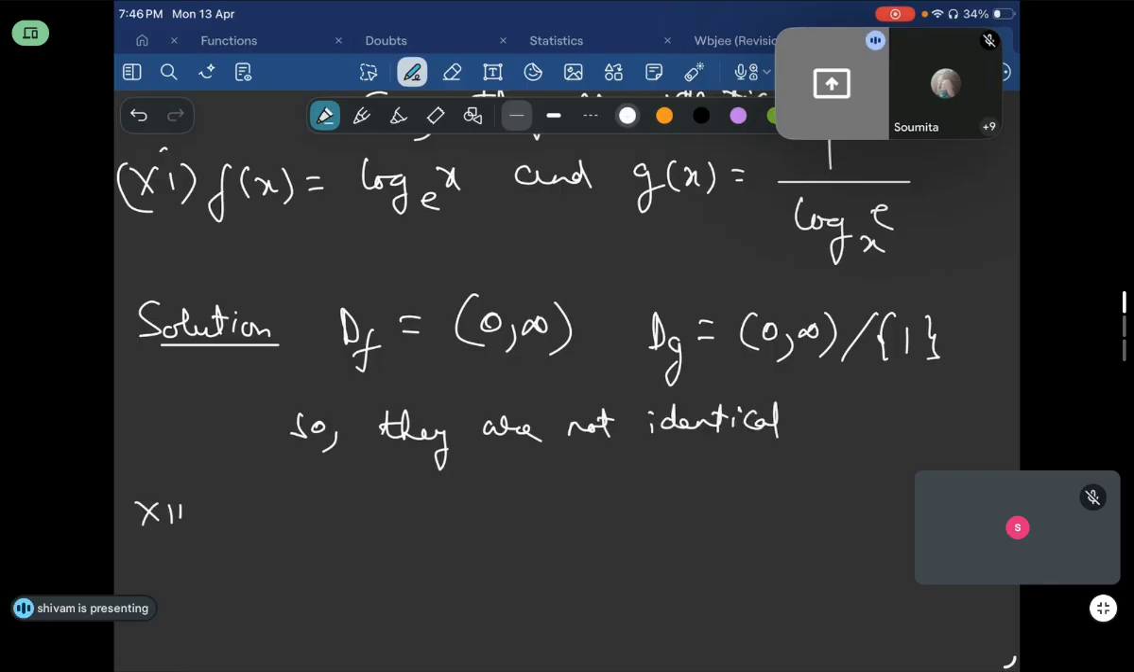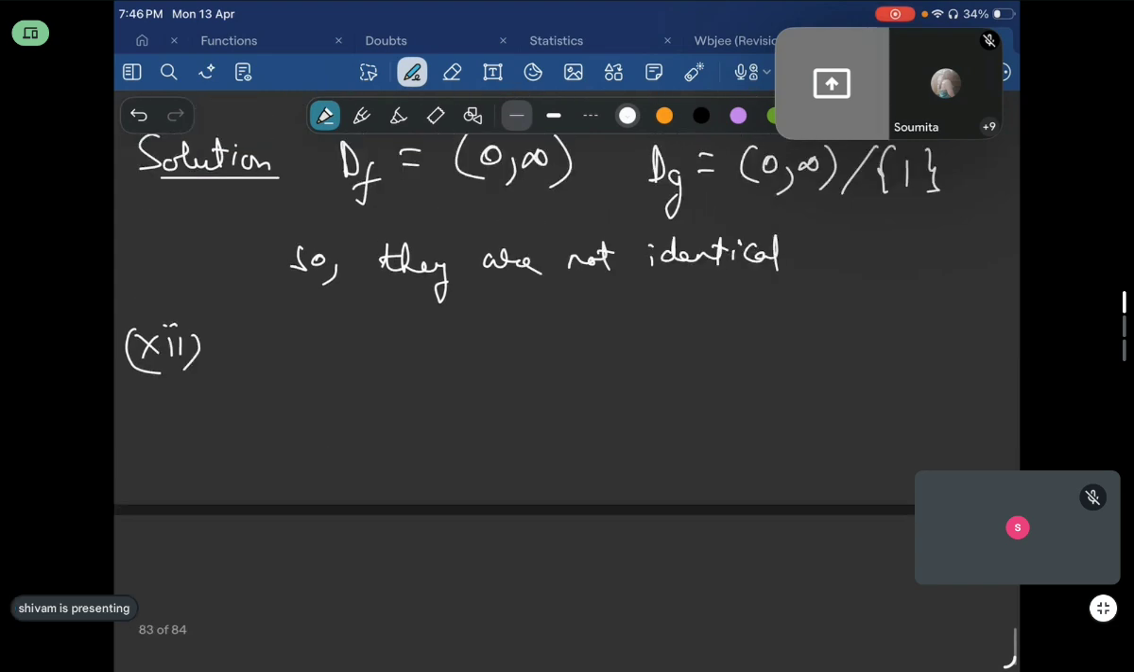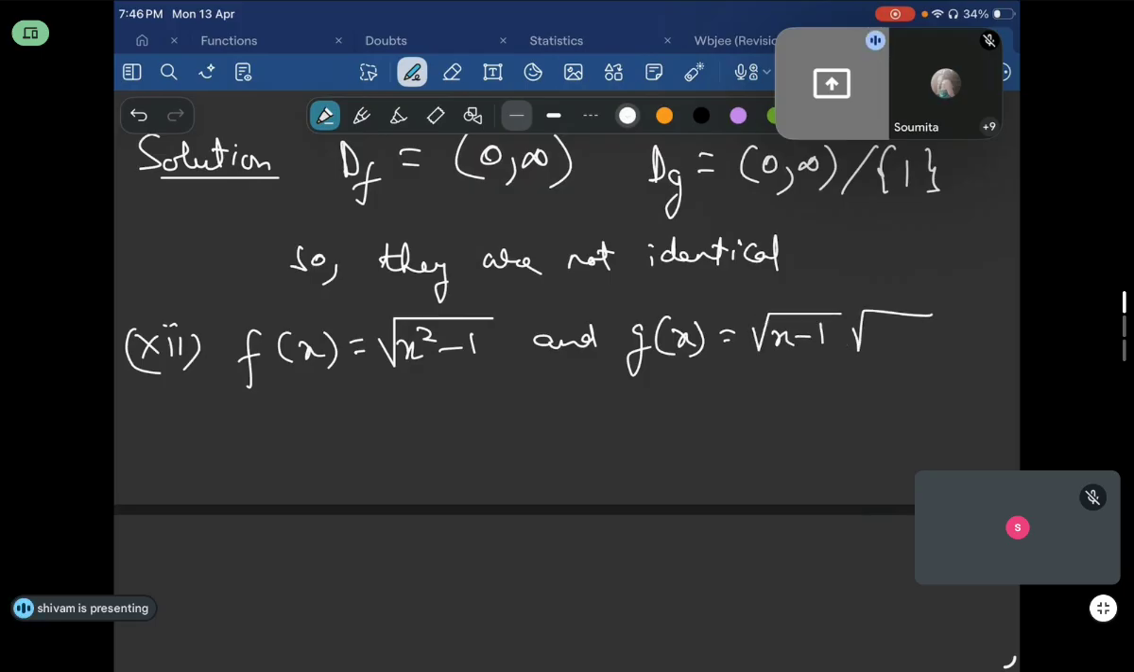Okay, one last one, number 12. Tell me quickly. f of x is equal to root over x square minus 1, and g of x is equal to root over x minus 1 into root over x plus 1. Tell me, are they identical?